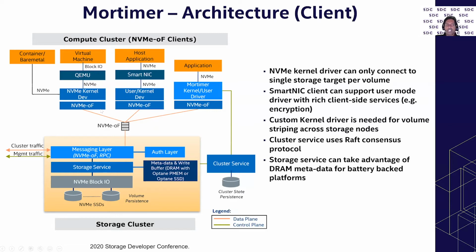If you have a SmartNIC type of capability, obviously you have a bit more freedom to add rich data services, things like you can do the compression. You can actually have encryption type of data services on the client. And of course, you can actually implement that in the user mode. So it essentially gives you a bit more optimized way of deploying the client runtime through SmartNIC compute capability. That's the other way of instantiating and connecting to the Mortimer storage backend.